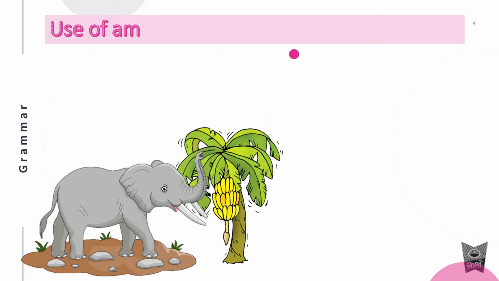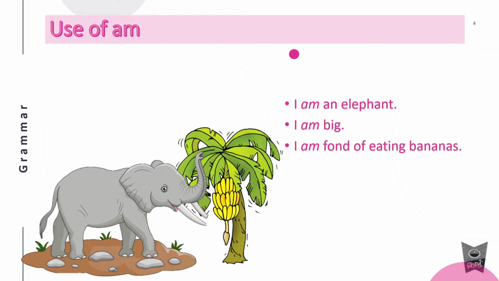This is an elephant. Look at this picture. Elephant or banana tree and some bananas. So this elephant is talking about itself. Okay. So what is the elephant saying? I am an elephant. I am big. I am fond of eating bananas. What do you mean by fond? Fond means I like them. I like eating bananas. Fond means liking. Okay. So I am fond of eating bananas.